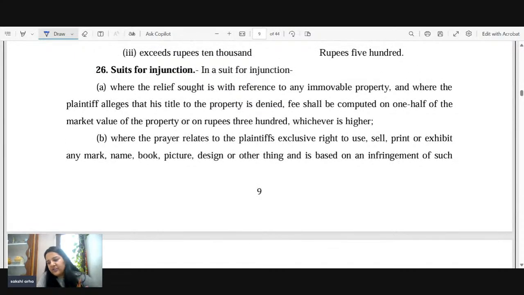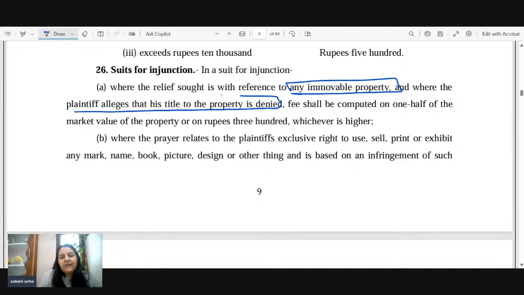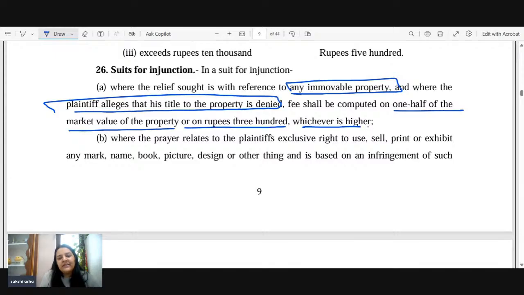Next is suit for injunction. In a suit for injunction where the relief sought is with reference to any immovable property, if you are going to take an injunction for immovable property, and where the plaintiff alleges that his title to the property is denied, then the fee shall be computed on 1/2 of the market value of the property or on rupees 300, whichever is higher.